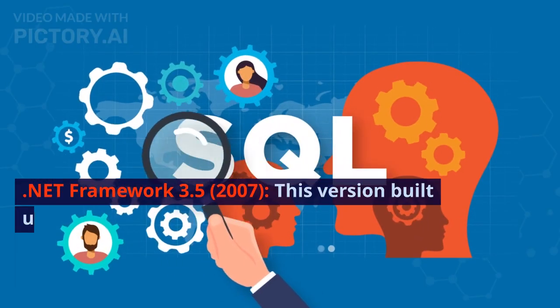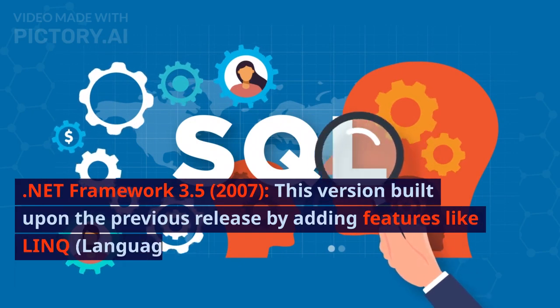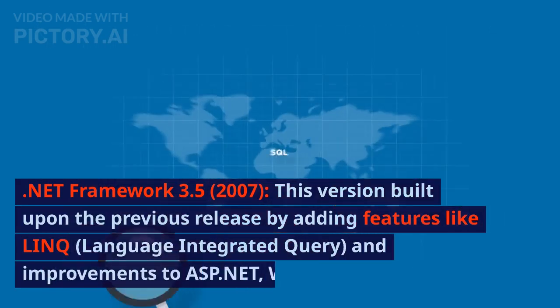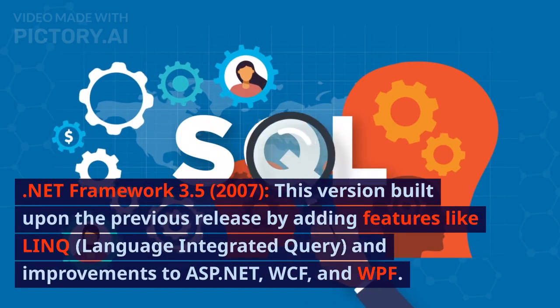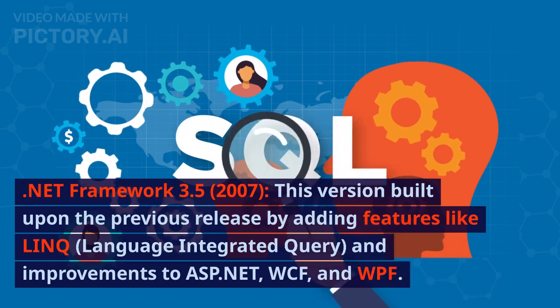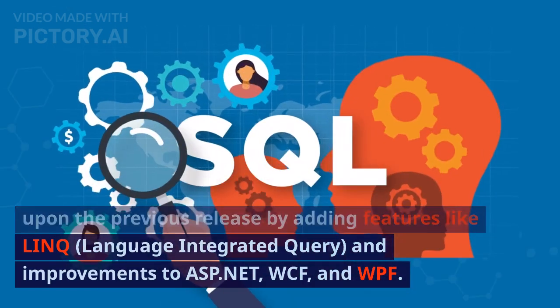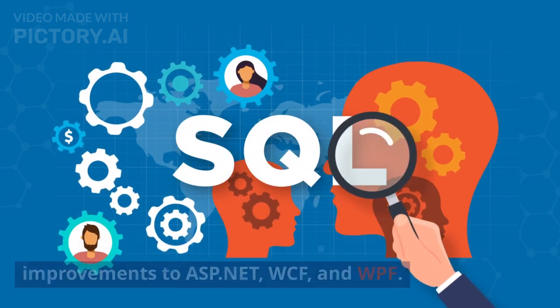.NET Framework 3.5, 2007. This version built upon the previous release by adding features like LINQ, Language Integrated Query, and improvements to ASP.NET, WCF, and WPF.